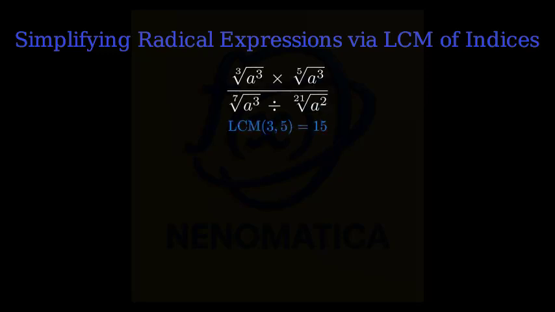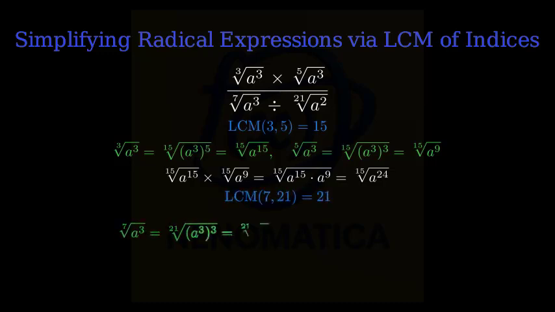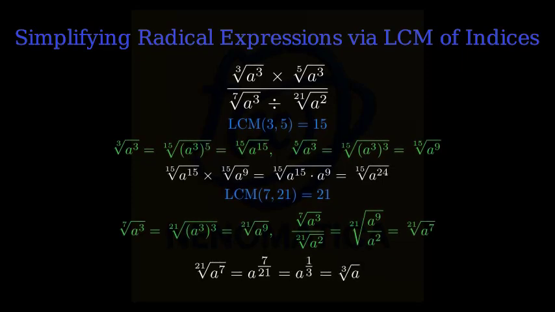We'll first match indices in the numerator by the least common multiple of 3 and 5, which is 15. Then convert cube root of a cubed to 15th root of a to the 15, and 5th root of a cubed to 15th root of a to the 9. Multiply them inside a single 15th root if desired. In the denominator, we have 7th root of a cubed divided by 21st root of a squared. We'll rewrite both as 21st roots, then combine in one radical. That becomes the 21st root of a to the 7, which is the cube root of a.